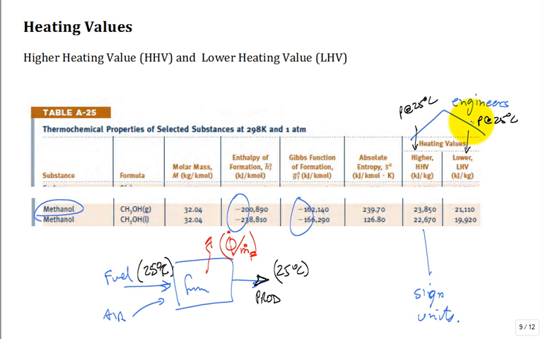So it's not a difference in the temperature of the products. But why is one high and one low? Is one 100% oxygen and one air? It's not necessarily where the oxygen comes from.